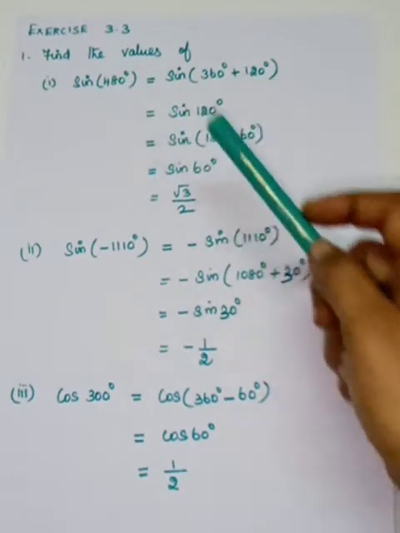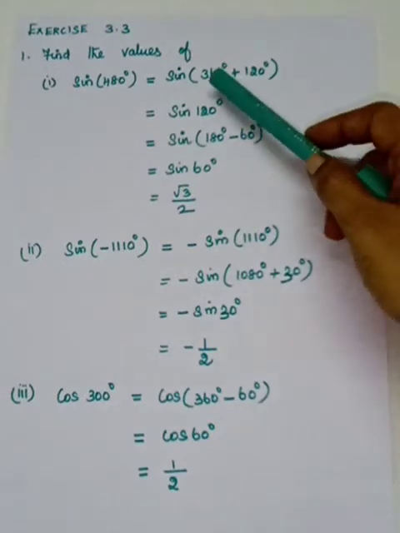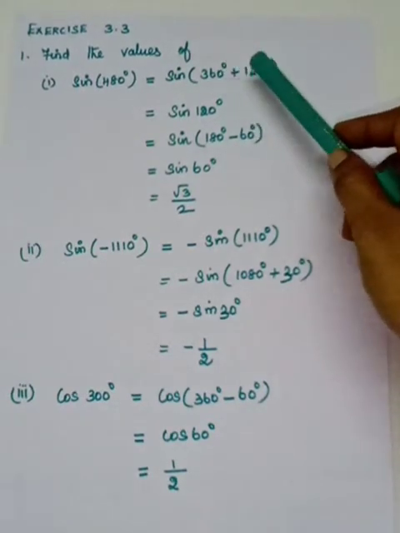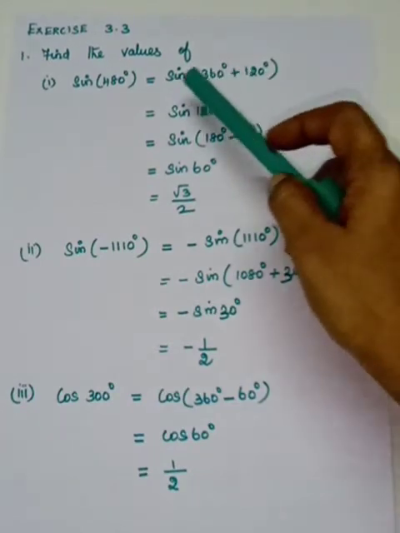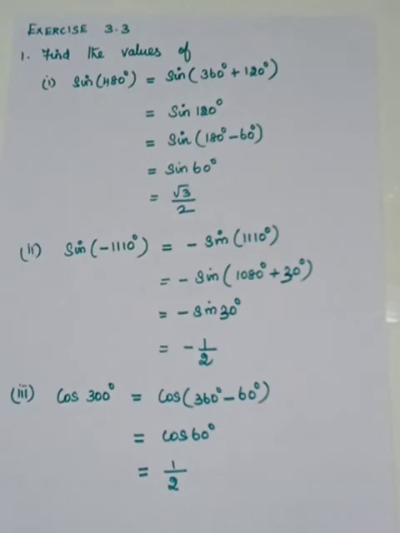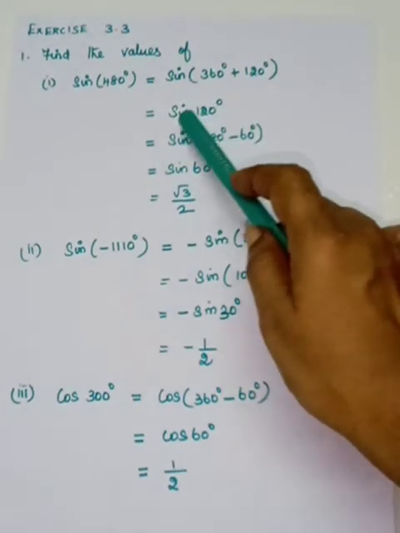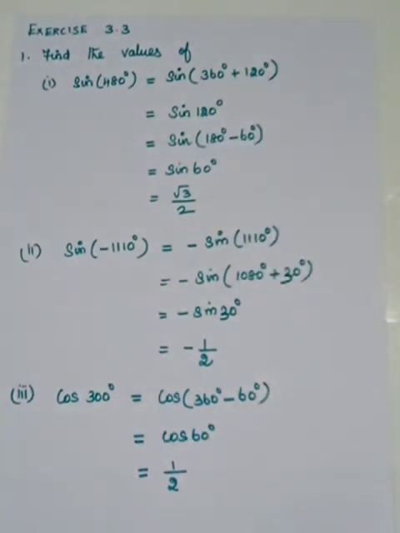So 480 is above 360. So up to 360, one full complete rotation is over. So after making one complete rotation, the remaining is 120 degree. If you add 360 degree plus 120 degree, it is 480 degree. If one complete rotation is over, again it has to start from the first quadrant. So the remaining is sine 120 degree. So if the full rotation is completed, you can leave that. The remaining angles you can consider.